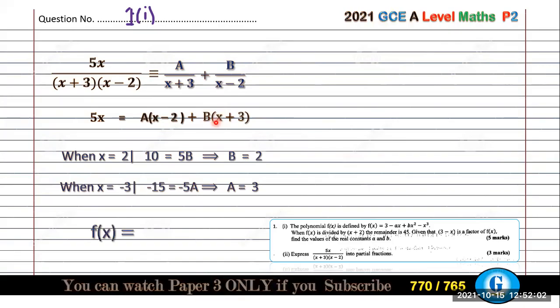Now that we have our values of a and b, our f of x becomes 3 over x plus 3, plus 2 over x minus 2. So we have expressed this in partial fractions. And all of this question is 8 marks. That is 5 plus 3, 8 marks.